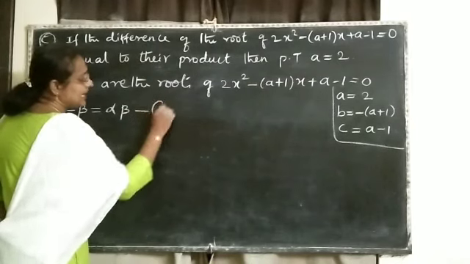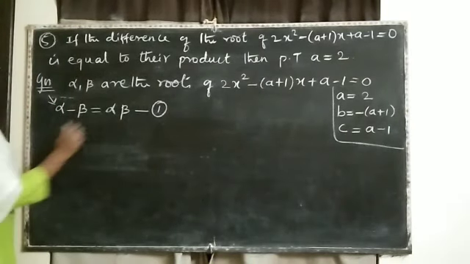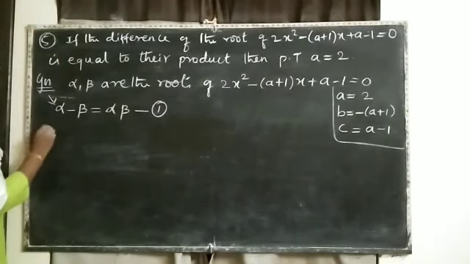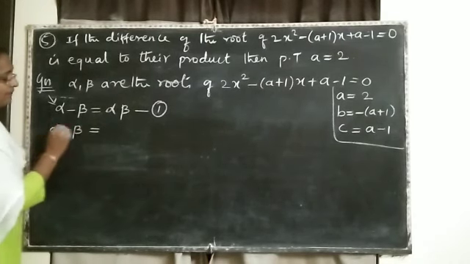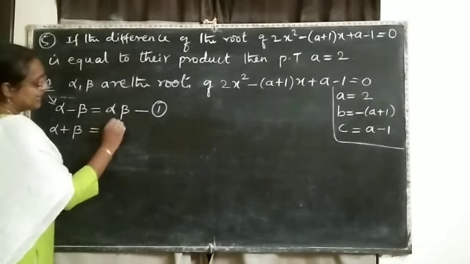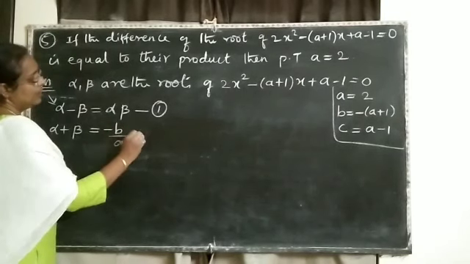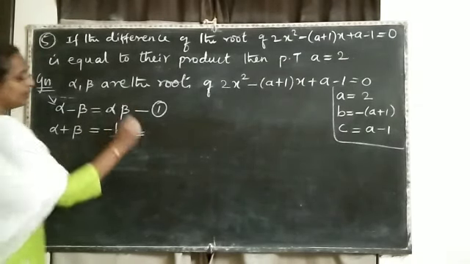Let us take this as the first equation. Now from the equation, as usual, let us find alpha plus beta and alpha beta. Alpha plus beta is equal to minus b by a. So what is minus b by a? Look into that.